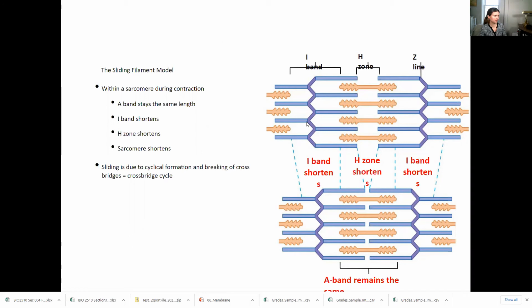So another thing, just looking at this image, since we're here, just note that the I band is also shortening. So anywhere where we're talking about having just one of the two, H zone just myosin, I band just actin, both of those are shrinking as we create more and more overlap.